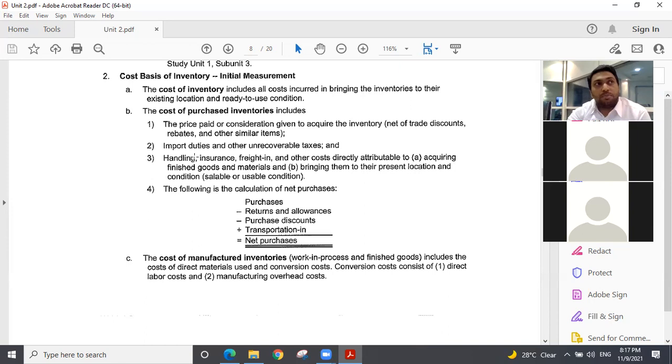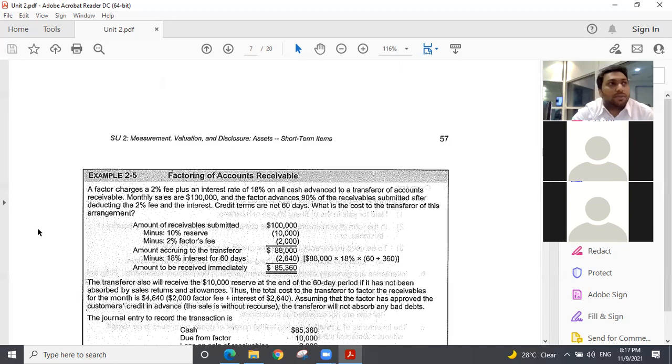Then if you purchase some inventory or some products and VAT is not claimable, then you should add that to the cost. That is an unrecoverable tax. Handling, insurance, freight, and other costs directly attributable to acquiring the finished goods and materials and bringing them to the present location and condition, that means saleable or usable condition, you should add. So the summary will be purchases minus returns and allowances minus purchase discounts plus transportation, you will get your net purchases.